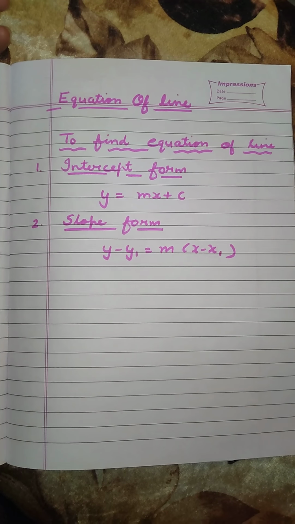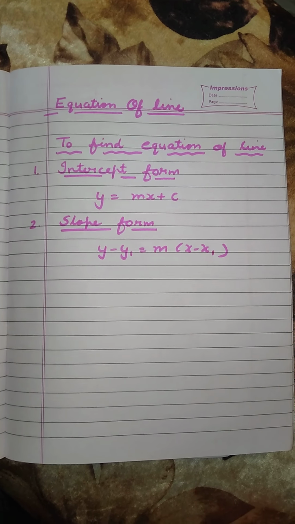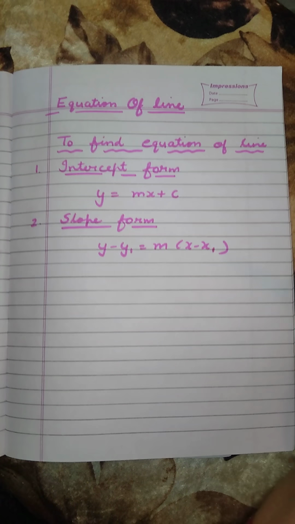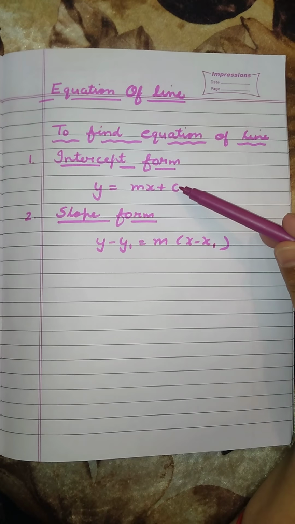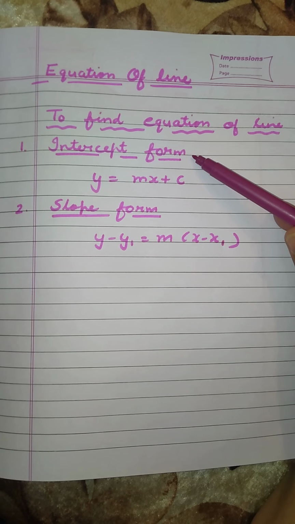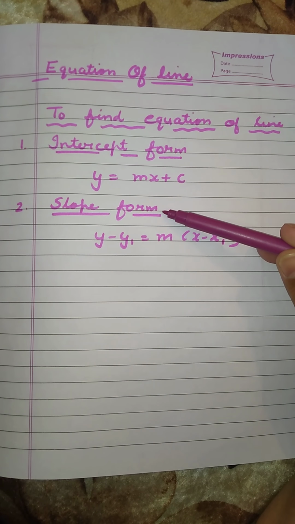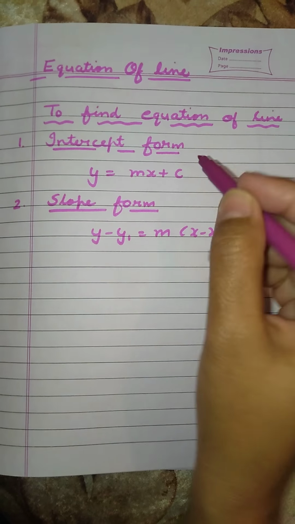Hello students, let us continue with our equation of line chapter. To find equation of line, there are two formulae. The first form is called intercept form. Second form is called slope form. Now, what's the intercept form?